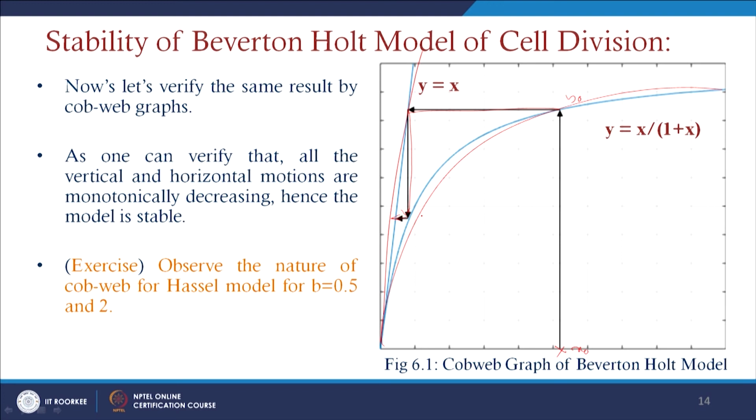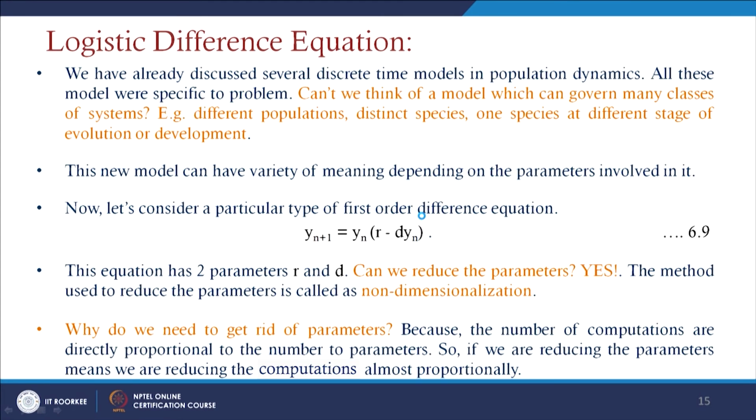So, directly if you just put here this nature of Cowave model, the Hassell model, for b equals 0.5 and 2, you can observe that the stability condition is achieved here. Then we will go for logistic difference equations.